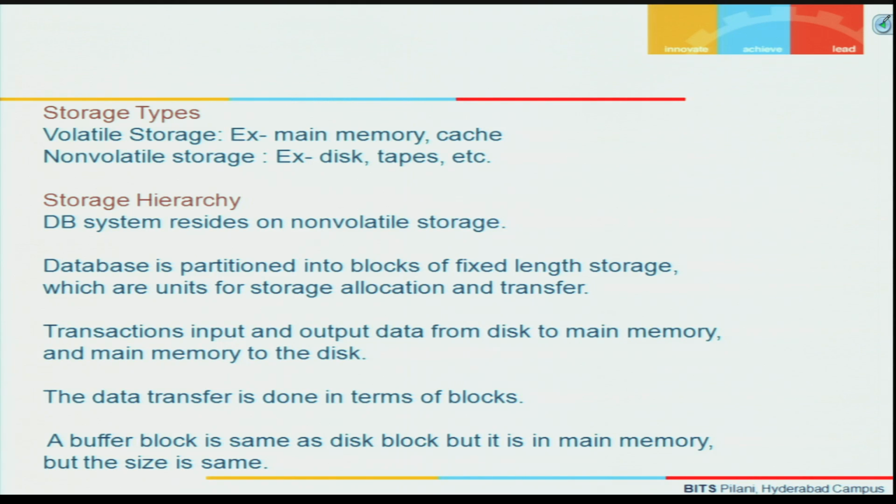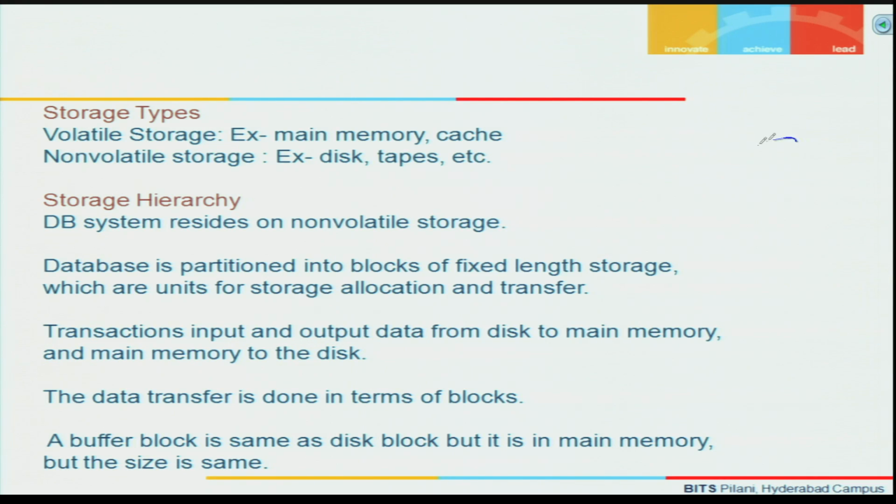Database is partitioned into blocks of fixed length storage, which are units of storage allocation and transfer. That means, if you look at the database, every relation of a relational database will be stored in a file. We call it a data file, and the file consists of a number of data blocks, wherein these data blocks contain the individual records. Transactions input and output data from disk to main memory and main memory to the disk. The data transfer is done in terms of blocks.